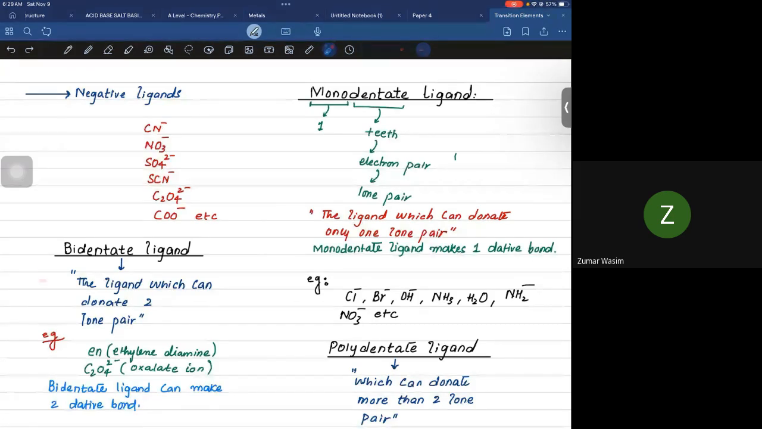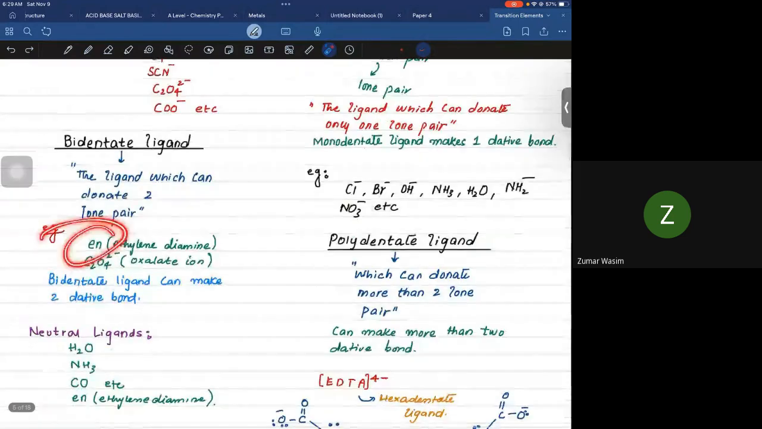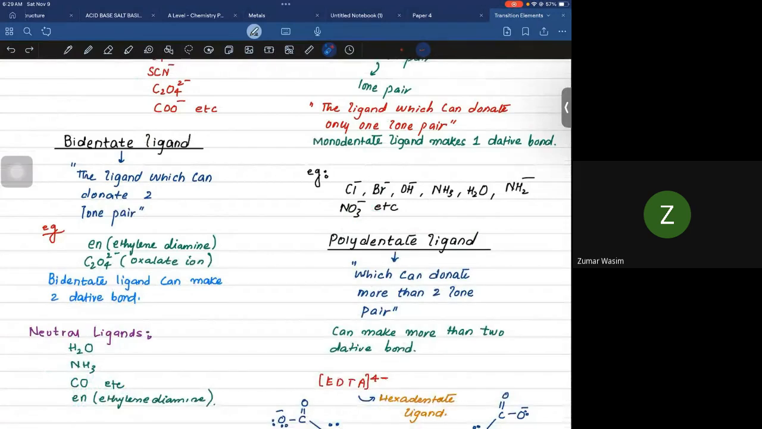Then we have a bidentate ligand, which can share two lone pairs. For example, en is a ligand, I would be sharing the structure. Also C2O4 2 minus is called the oxalate ion. It can also act as a ligand. It's a bidentate ligand. It can donate two lone pairs.